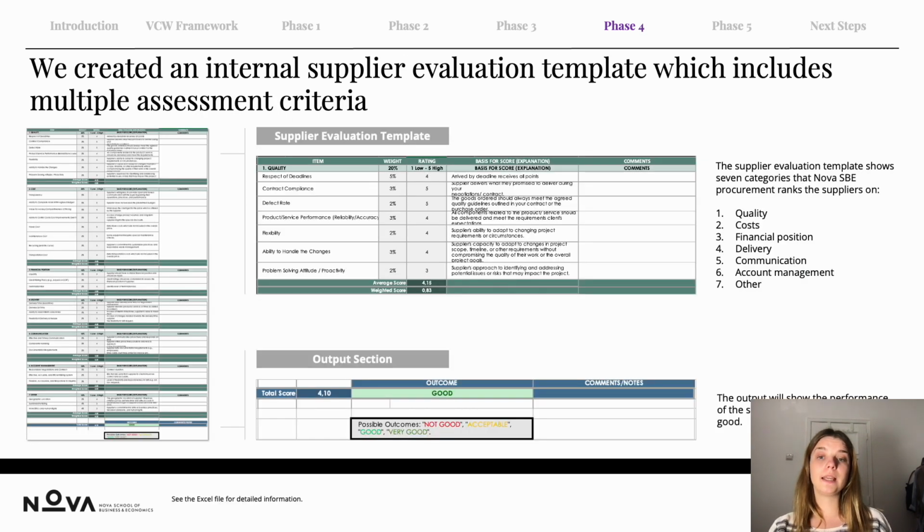So first, taking a deep dive into the internal evaluation form. By clicking on the Start Supplier Evaluation button, the Excel evaluation form should appear. This internal supplier evaluation template has multiple assessment criteria, and it's based on 7 categories. So quality, costs, financial position of the supplier, delivery, communication, account management, and any other relevant variables that might vary from supplier to supplier.